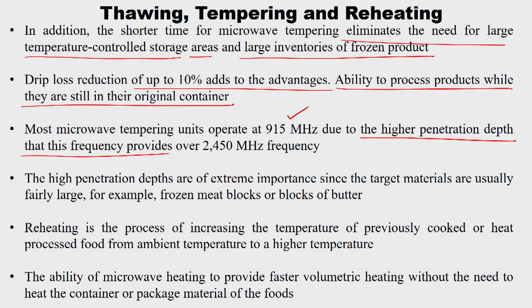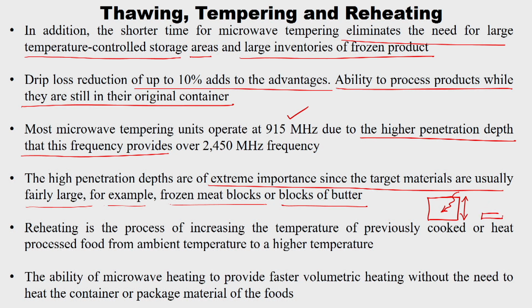High penetration depths are of extreme importance since the target materials are usually fairly large, for example, frozen meat blocks or blocks of butter. If you do it at home, it will be very small blocks, right. If you do it industrially, it will be a large block. So, you need more penetration depth. For example, I have a material, and the microwave which passes through should have that depth, right. If I have a 915 megahertz frequency, it has a higher penetration depth. If I have a small block, then I do not require that penetration depth. The depth is very small here when compared to here.